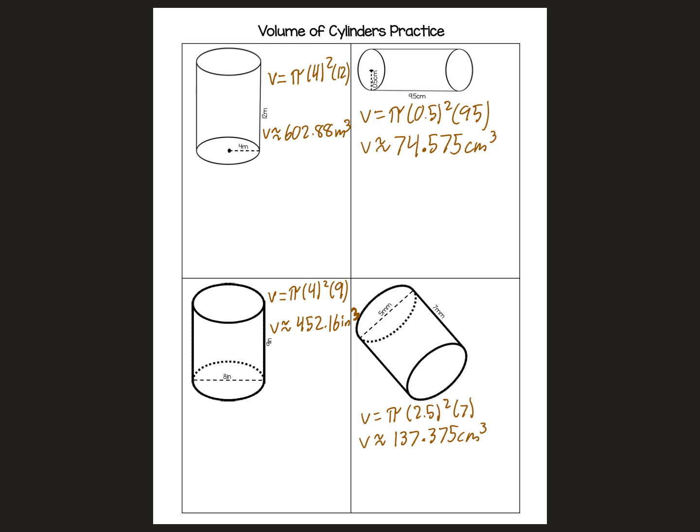Hopefully now you understand the difference between radius and diameter, how to find the radius and the height of a cylinder and use that information to calculate the volume, including using an approximation of 3.14 for pi.